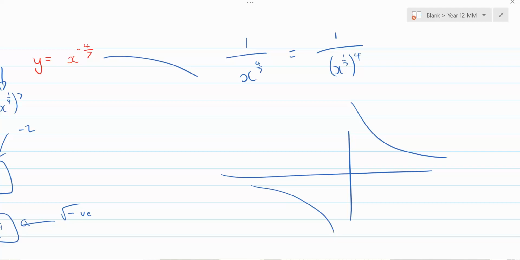With the second equation, wouldn't that mean that y is always positive? Y will always be positive.